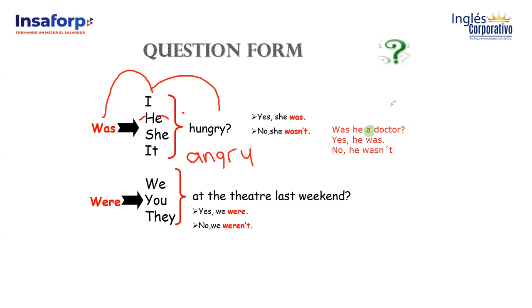But if I am going to use a profession, no voy a decir, was he doctor? Was he nurse? Was he secretary? Was he teacher? I cannot say that. Ahí sí tengo que acompañar if it is a profession with a letter A. And then I'm saying, was he a doctor? Was she a nurse? Okay, was she a teacher? But if it is a profession. If it is an adjective, esa A no la lleva. Okay?